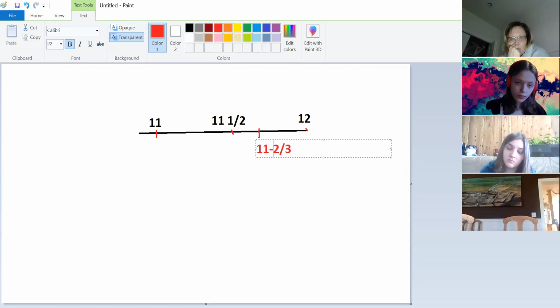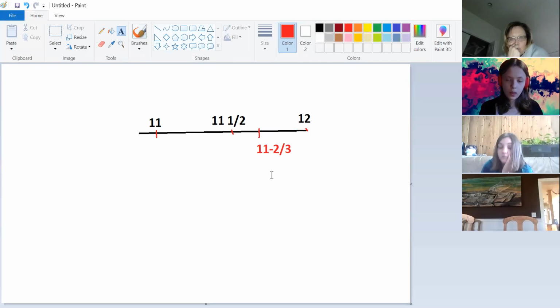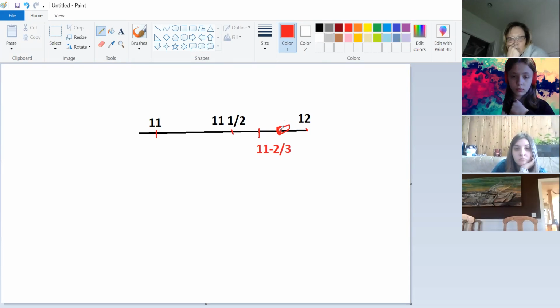It's supposed to be 11 and 2/3, right there. But our number is right here, right? Yeah, 12 on the side. Anyway, that was my mistake. It's right there. Okay. It ends up being 2/3 of the way between 11 and 12, right?